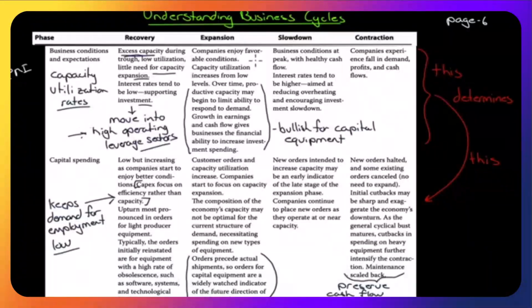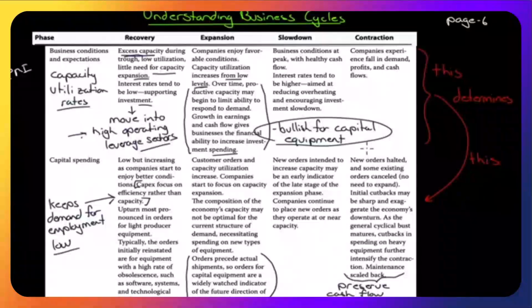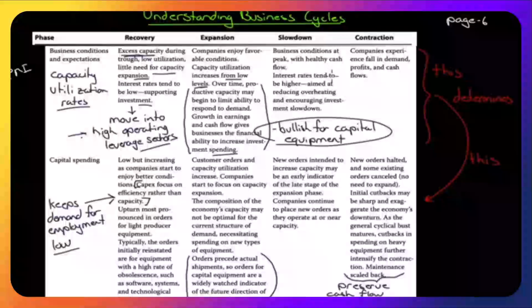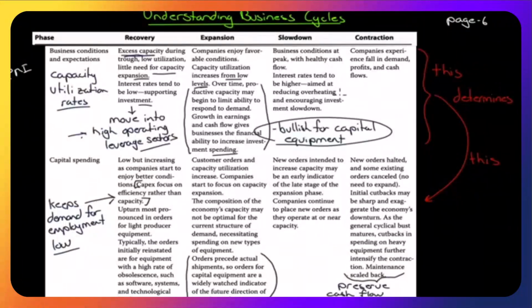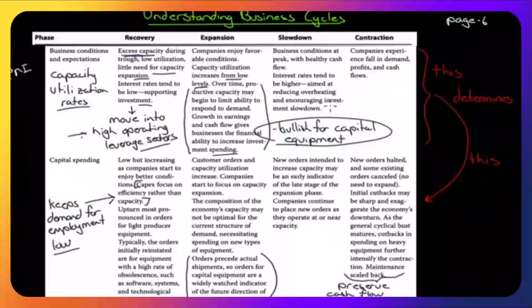In expansion, companies enjoy favorable conditions. Capacity utilization increases from low levels. Over time, productive capacity may begin to limit the ability to respond to demand. Growth in earnings and cash flow gives business the financial ability to increase investment spending. This is bullish for capital equipment sectors. In slowdown, business conditions are at a peak with healthy cash flows. Interest rates tend to be higher, aimed at reducing overheating and encouraging investment slowdown.